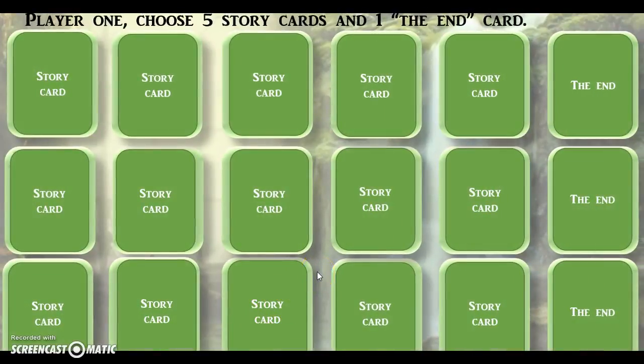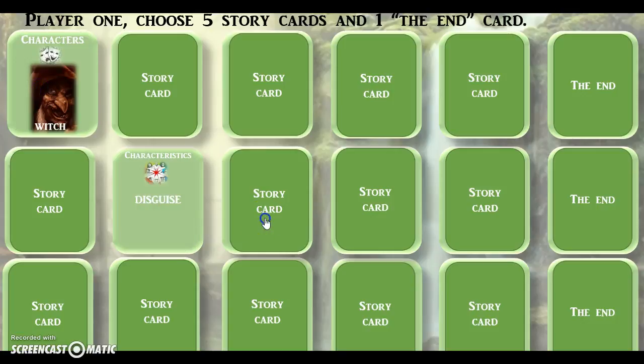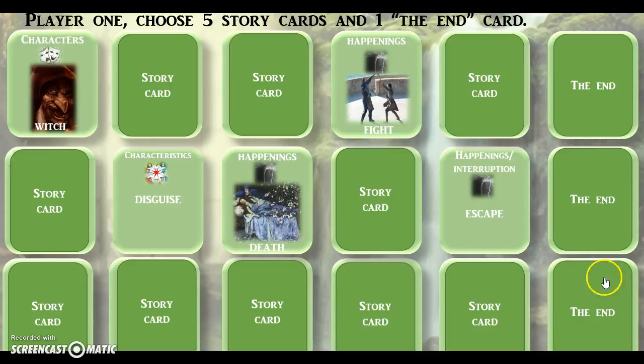Okay, this is player 1's screen. It tells the player at the top, choose 5 story cards and 1 ending card. So they will just simply click 1, 2, 3, 4, 5, and they'll choose an ending. In this case, this player has a witch, a disguise as a characteristic, a death as a happening, a fight as a happening, an escape as a happening, which is also an interruption card, and their ending is, and for all I know, they may be dancing right now. So they have to come up with a story using these 5 elements and this ending.